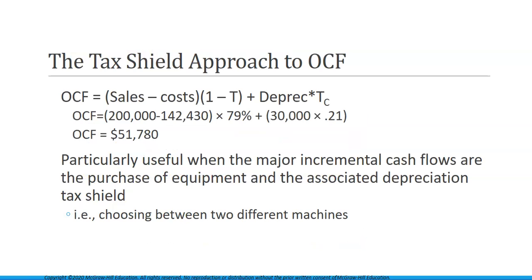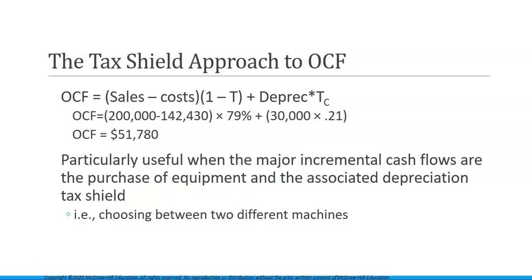We can also use a tax shield approach to calculating the operating cash flows. So if we take sales minus costs times 1 minus the tax rate, plus the depreciation tax shield. The depreciation tax shield is the depreciation expense times our tax rate. We will get the same exact result as we get if we take earnings before interest and taxes plus depreciation minus taxes.